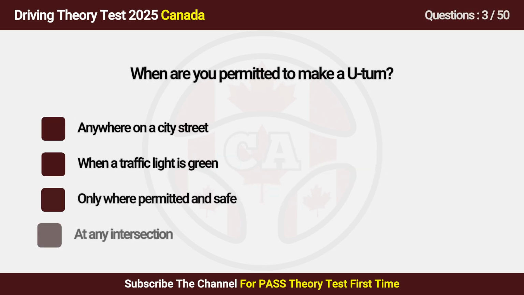Question 3. When are you permitted to make a U-turn? A. Anywhere on a city street. B. When a traffic light is green. C. Only where permitted and safe. D. At any intersection.